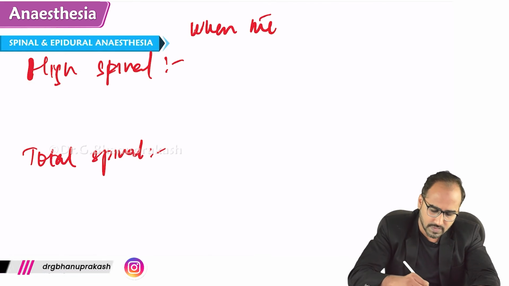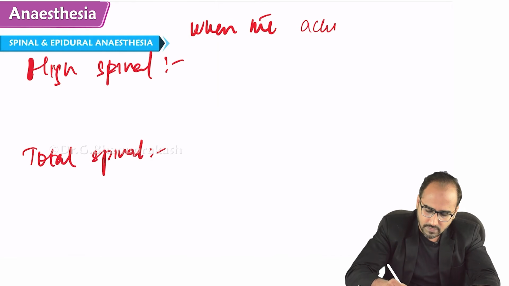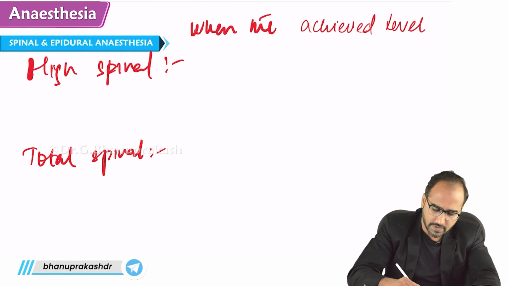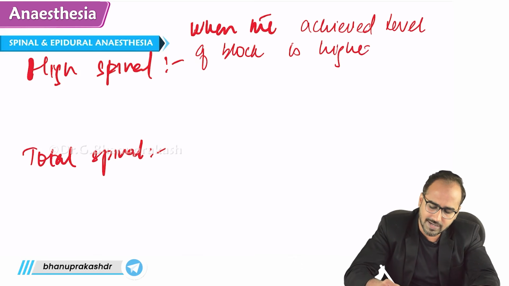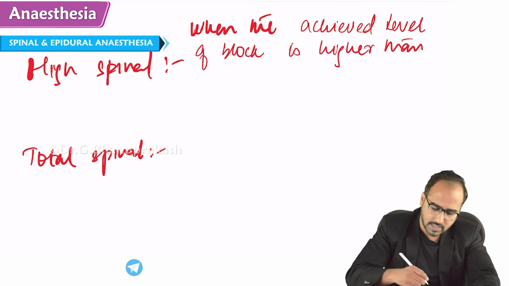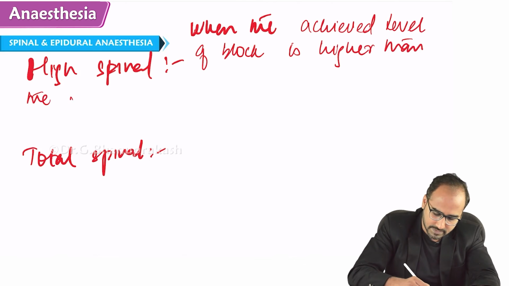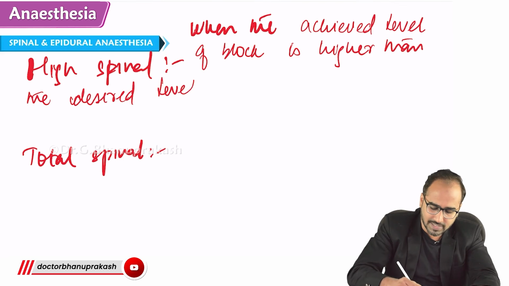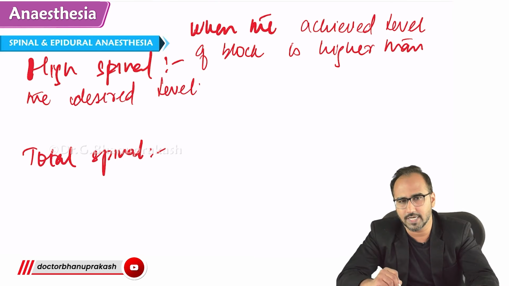When the achieved level of block is higher than the desired level, it is called high spinal anesthesia. That thing is called high spinal anesthesia.